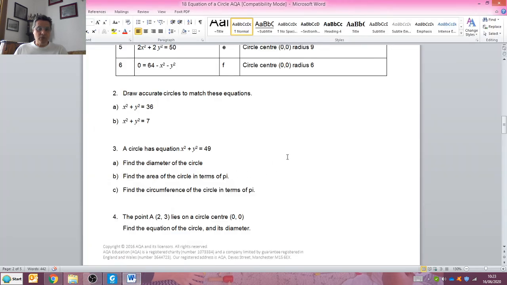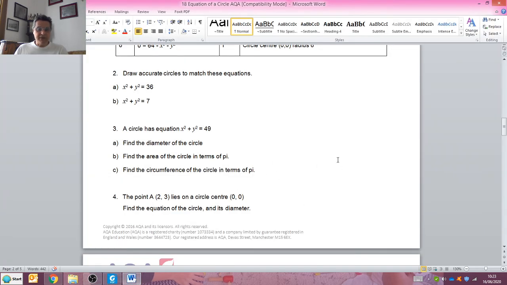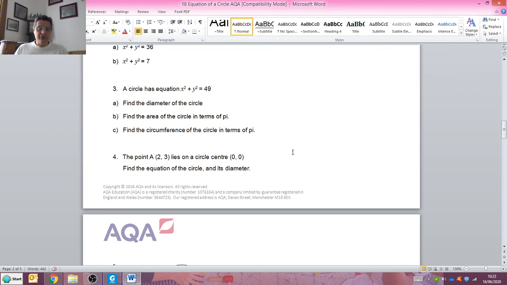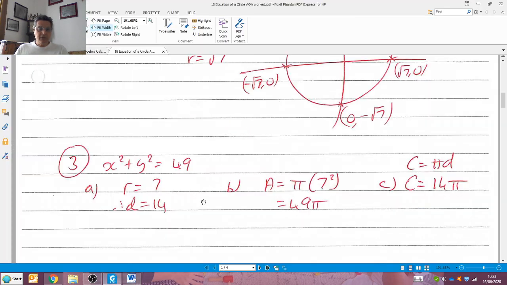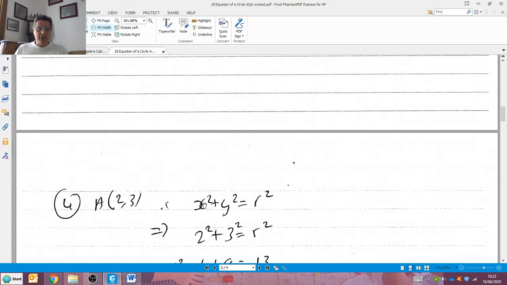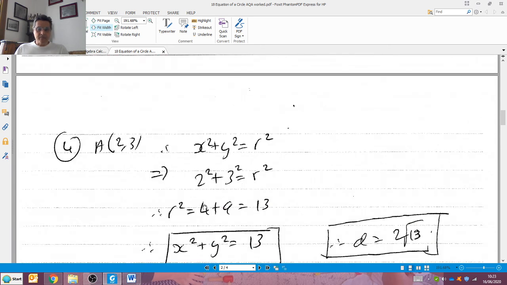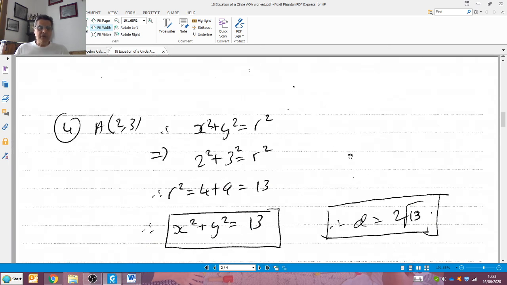Let's look at question 4. The point 2, 3 lies on that circle. Find the equation of the circle and find its diameter. Okay, let's just do that. Question 4. Okay, I don't know why it's in a different colour this one, but anyway. Here I go. So here I have the point A, (2, 3), and it's sitting somewhere on the circle.